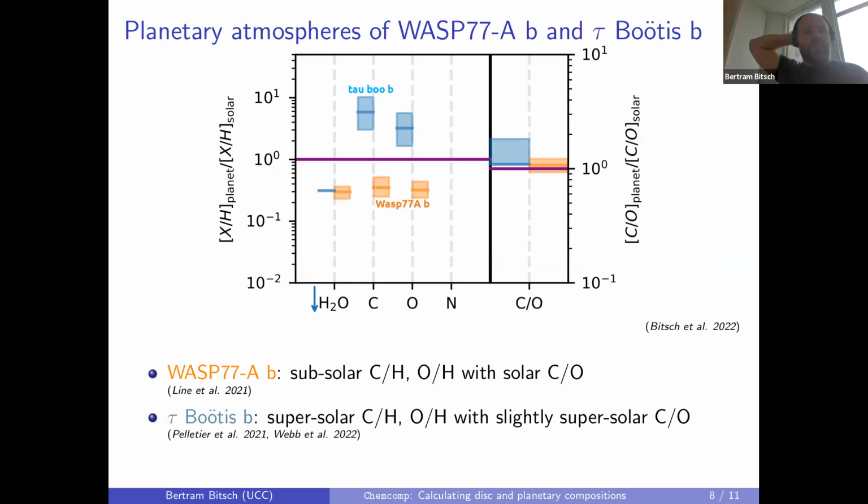Now, moving towards planets, the idea here is that we want to compare the composition of the planetary atmosphere that is measured with our simulation. So you see here an example for two planets that have been observed, tau Boötis b and WASP-77A b, with respect to their carbon and oxygen composition. This is normalized to the stellar composition, and we have the C/O ratio on the right. And the question is, of course, when and where do these planets form? We have one planet supersolar and one subsolar in composition.